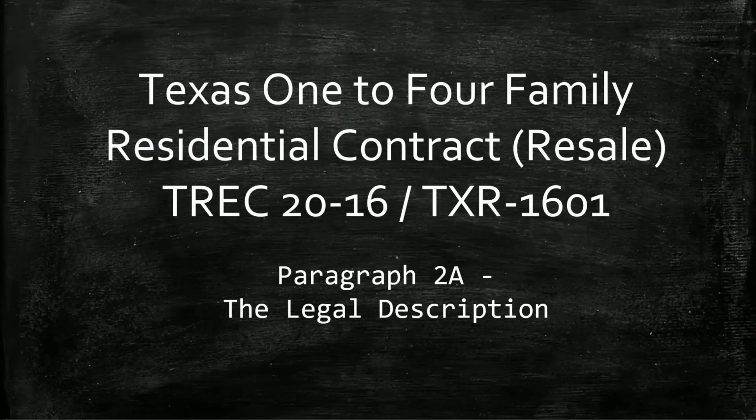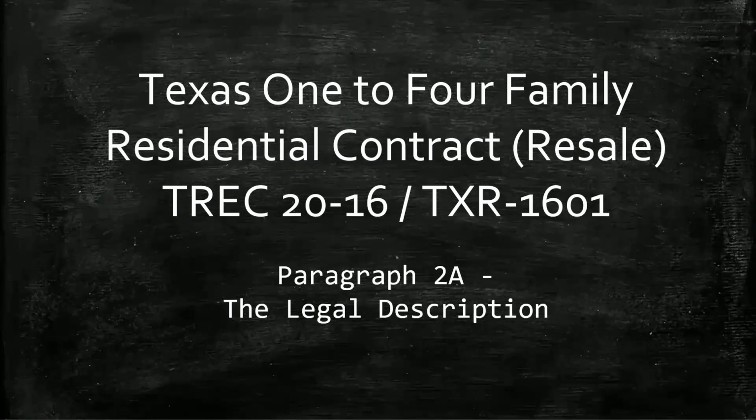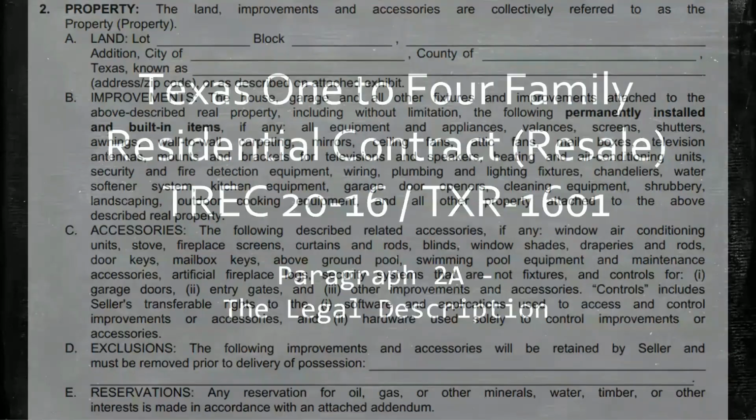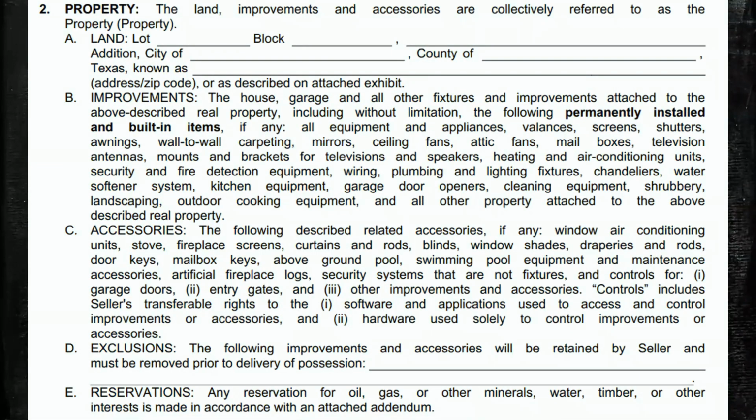We're going to look at paragraph 2 of the 1 to 4 family residential contract, but specifically paragraph 2A, which gets us into a discussion about the legal description of the land. If we look at paragraph 2 in its entirety, we can see that there are three components of the property that are included in the definition of property, those being the land, the improvements, and the accessories.